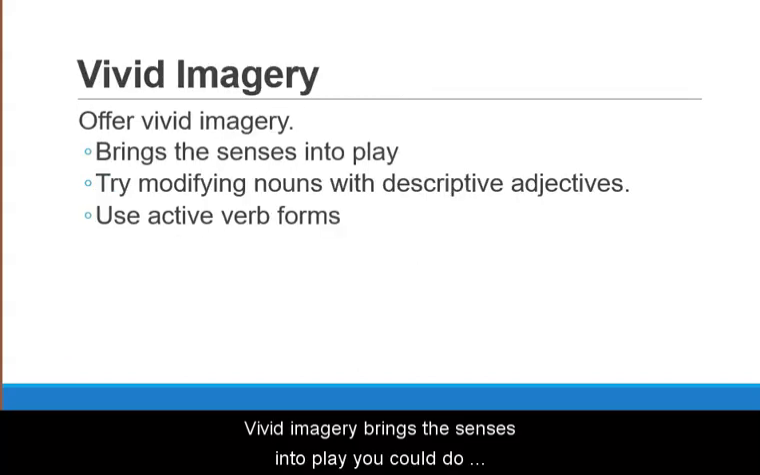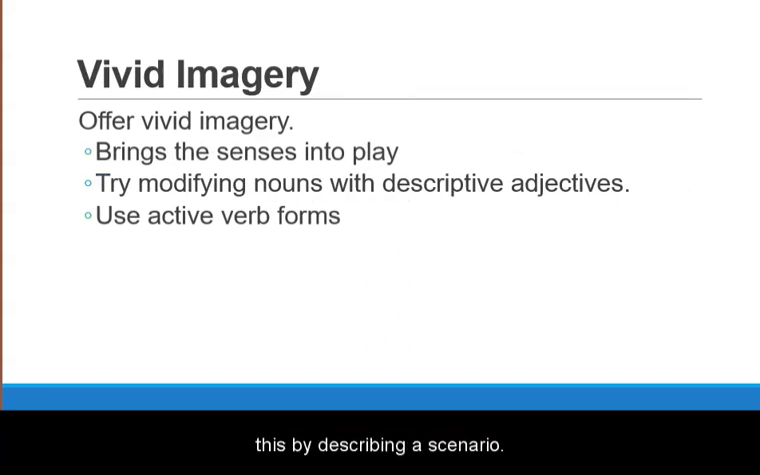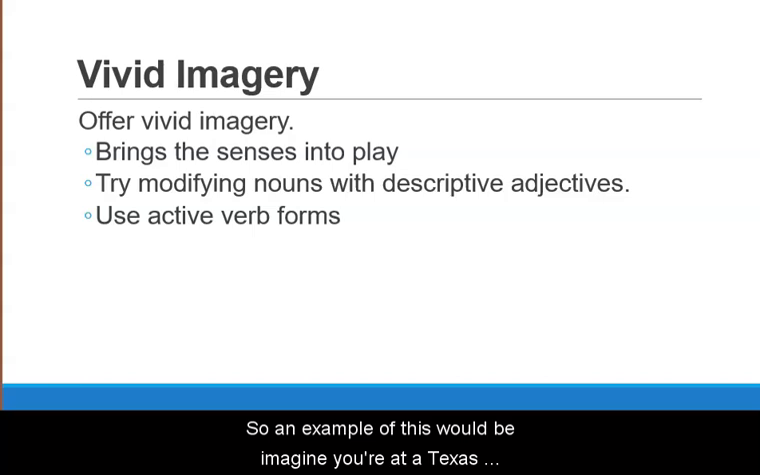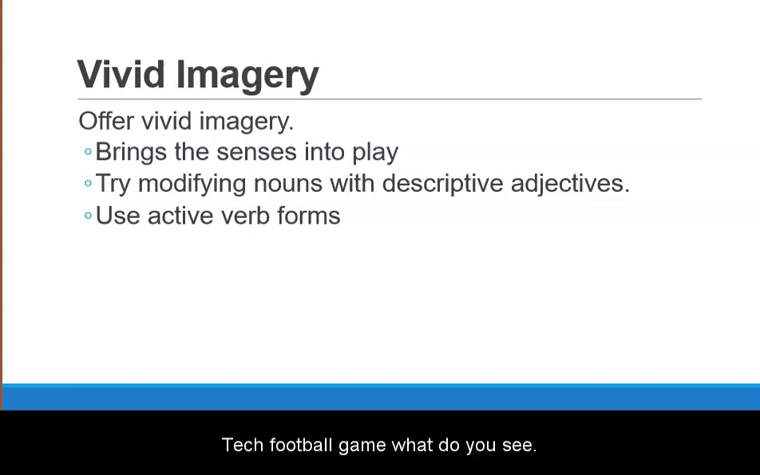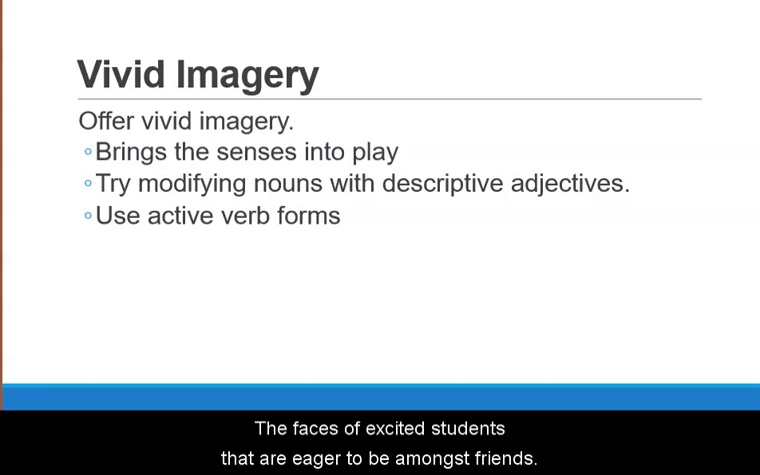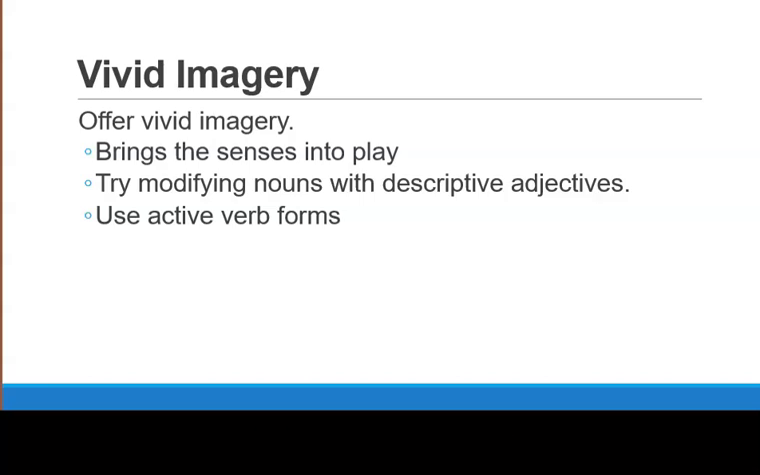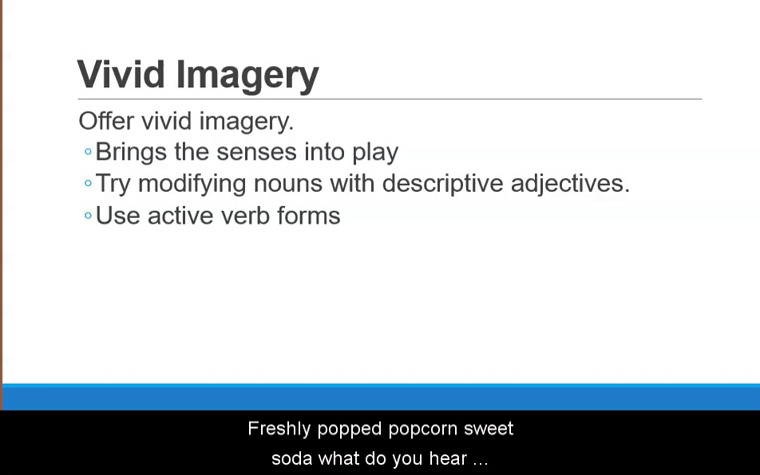When delivering speeches, it is also important to offer vivid imagery. Vivid imagery brings the senses into play. You could do this by describing a scenario. So, an example of this would be, imagine you're at a Texas Tech football game. What do you see? The faces of excited students that are eager to be amongst friends? What do you smell? Freshly popped popcorn? Sweet soda? What do you hear? The roar of the crowd. So this offers a much more vivid way of saying, imagine you're at a Texas Tech football game.